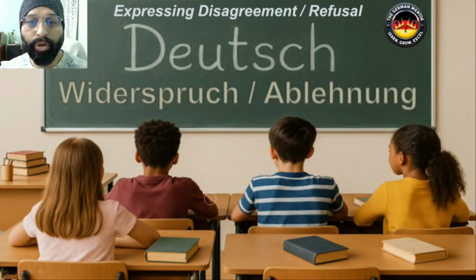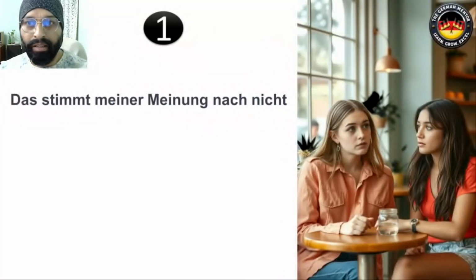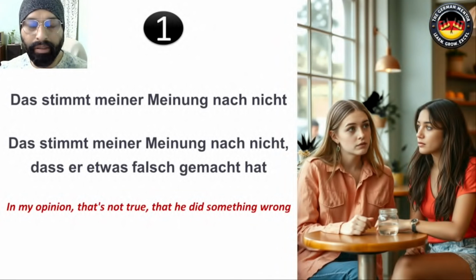Fangen wir jetzt an, los geht's. Widerspruch, Ablehnung, which means disagreement and refusal. The very first one, Nummer 1: Das stimmt meiner Meinung nach nicht. Zum Beispiel, I have written here an example: Das stimmt meiner Meinung nach nicht, dass er etwas falsch gemacht hat. In my opinion, that's not true that he did something wrong. So I have made an objection, a disagreement, that he has done something wrong.